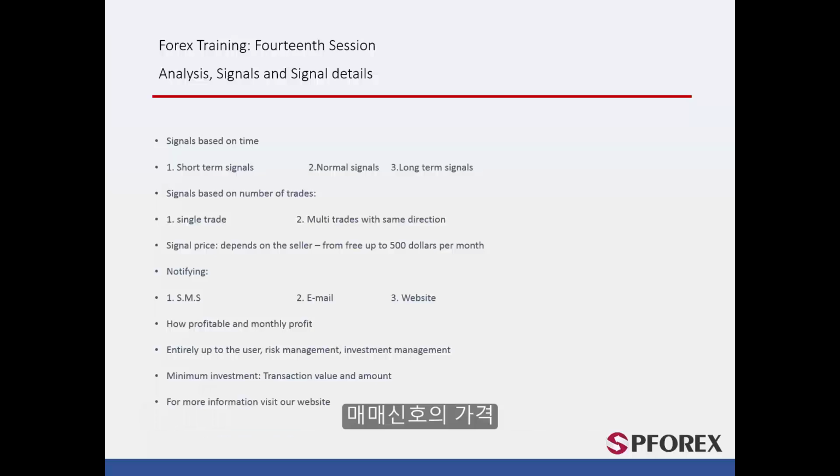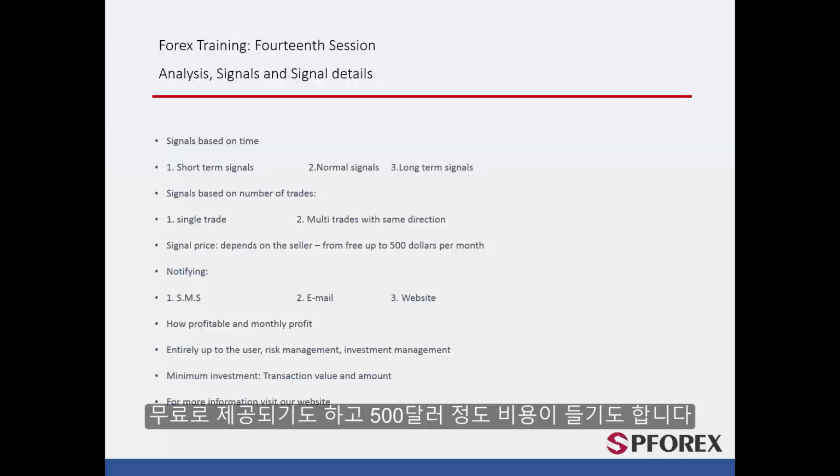Signal prices. Signal prices are different. They really depend on the reliability of the signal provider. Some are free and some cost as much as $500.